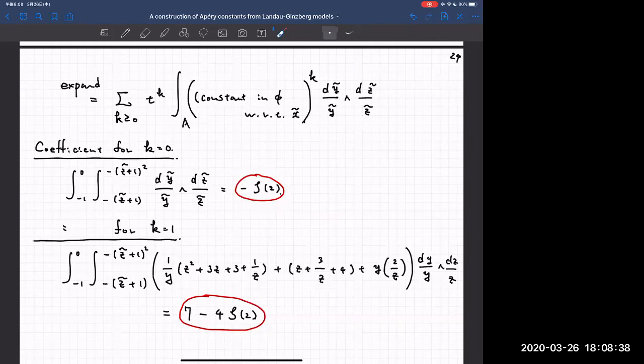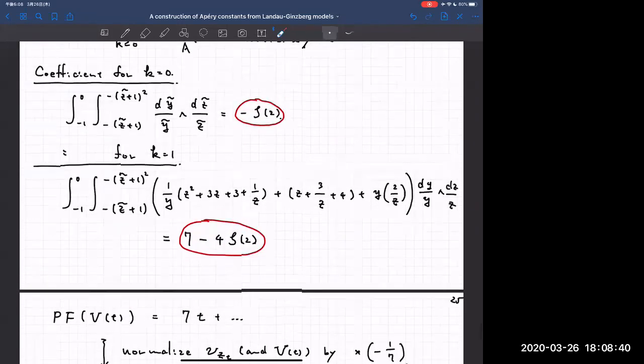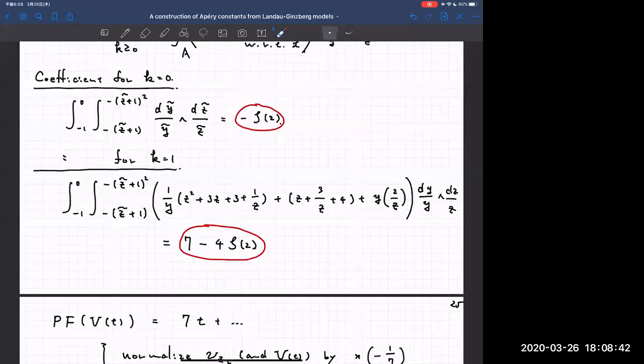Okay. And to get the 1 over 7, we need to normalize the higher normal function with respect to the coefficient for k equals 1. Okay. It means the first order approximation part of the normal function with respect to t.